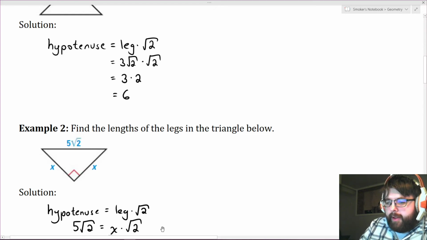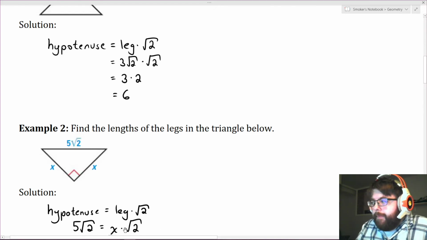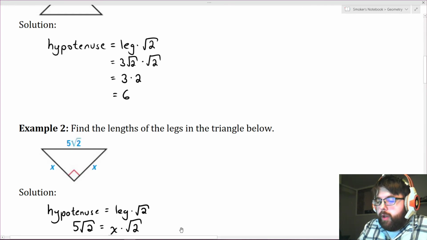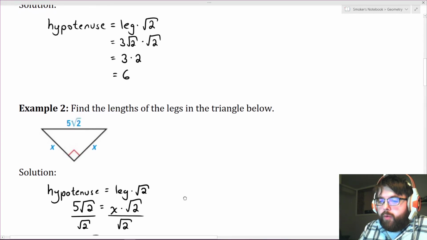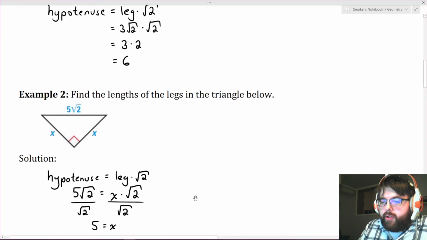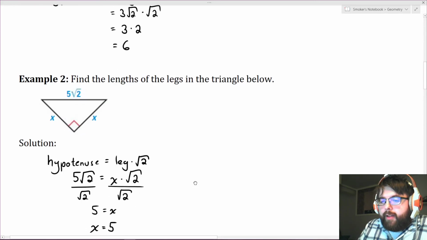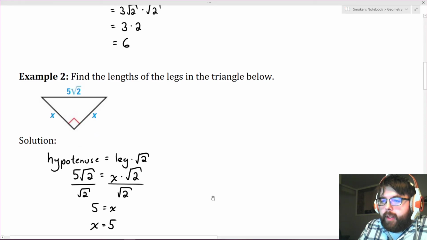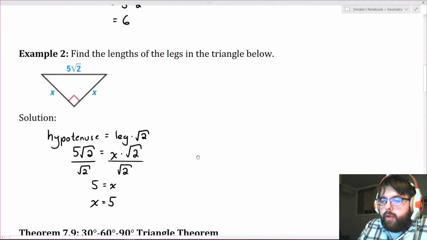Now we're going to solve this just like any other equation, and remember, root 2 is just a number. So if I have x times a number, I can divide both sides by that number. So I'm going to divide both sides by root 2. A root 2 divided by a root 2 will cancel out. It'll cancel out on the x, it'll cancel out over here, and we'll be left with just 5 equals x, or x equals 5. So the answer to example 2 is 5.